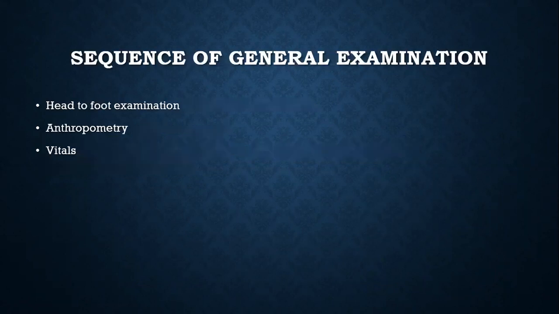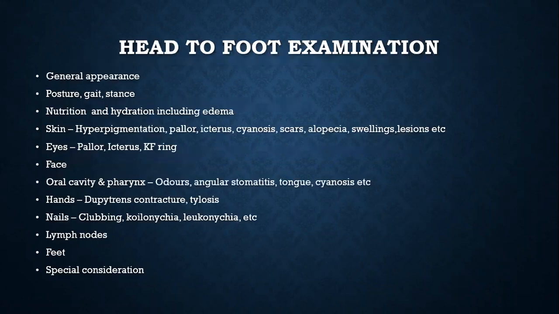So general examination can be classified into three things: a head to foot examination, anthropometry, and vitals. This approach is actually given in Hutchison on how to approach a case of general examination. It classifies it into 12 points. Whenever we are doing a head to foot examination, always see the general appearance, the posture, stance, and gait, the nutrition status, the hydration status, including edema in the patient, any skin findings such as hyperpigmentation, pallor, icterus, cyanosis, scars, alopecia, any skin lesions, skin swellings, etc.